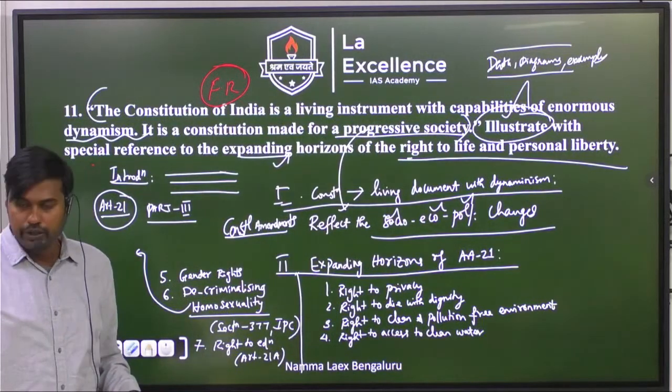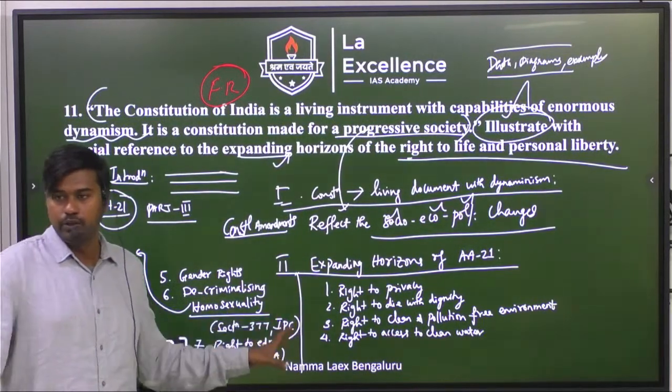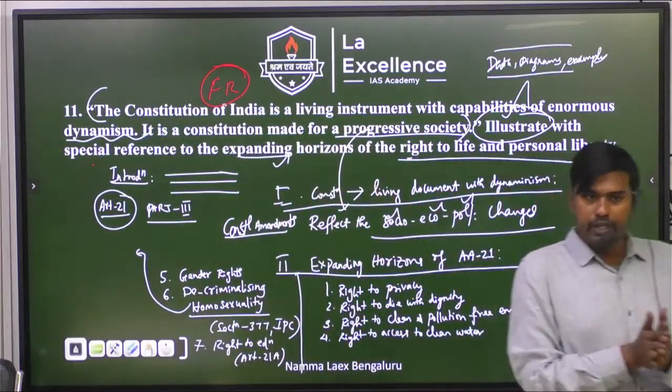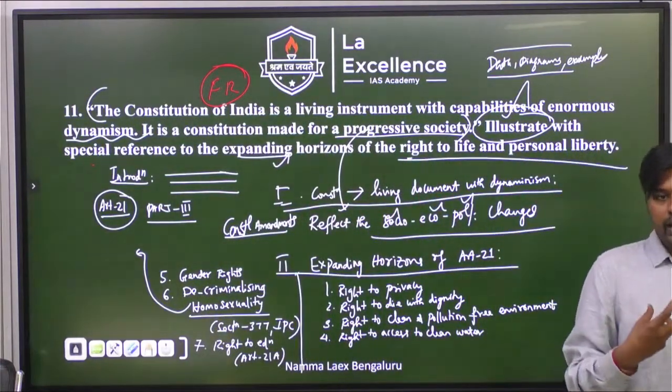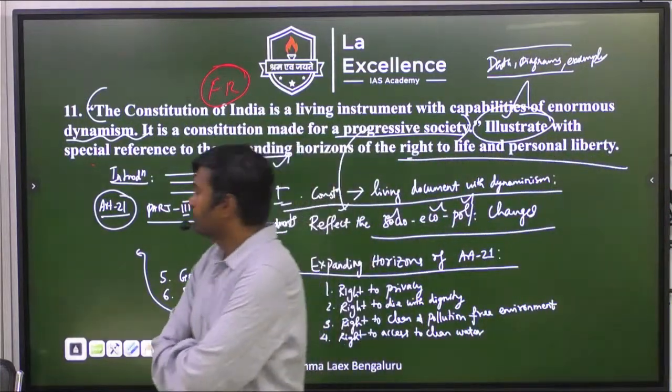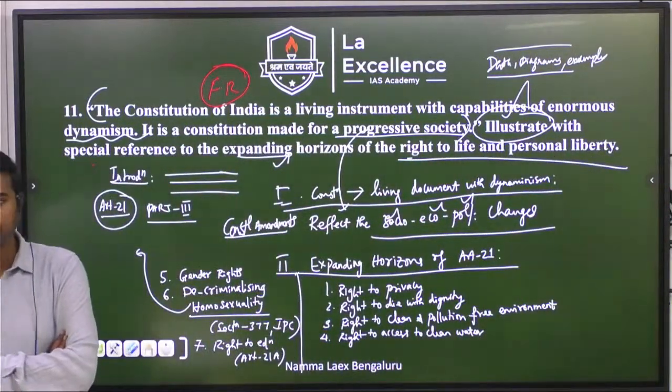All the children who are born in India between the age group of 6 to 14 will be given free and compulsory education in India. Is it clear? That's a fundamental right which has been expanded under Article 21. So these things you need to talk about very clearly in the exam hall. Is it fine? Because it's a 15 marker, you need to be elaborate and try to give as many examples as possible to justify what you want to say.